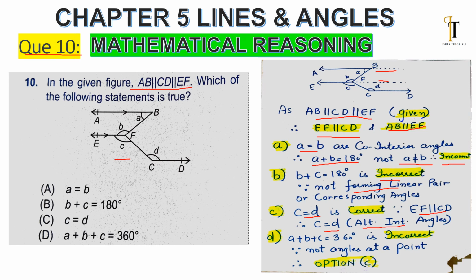Again, let's check option D as well. Here A plus B plus C is equal to 360. Again, it's incorrect because they are not angles at a point. Therefore, the correct option will be option C.